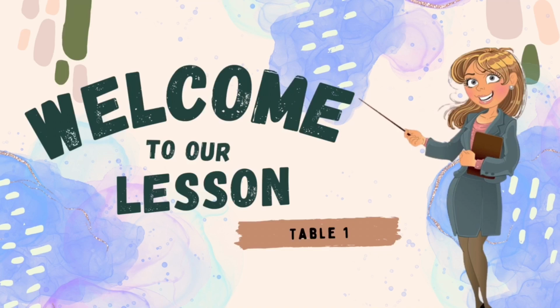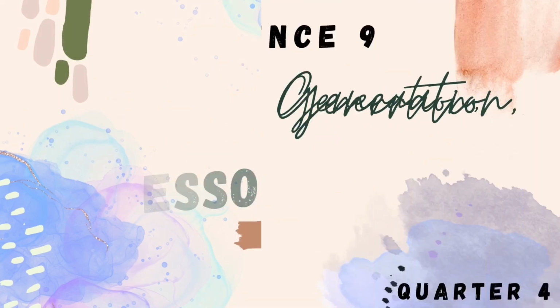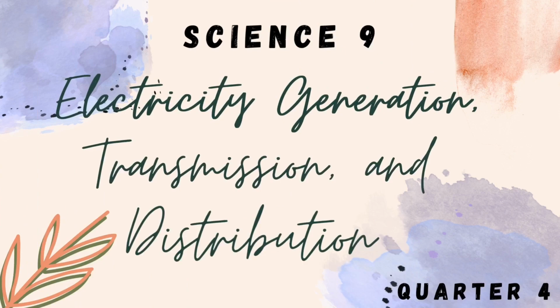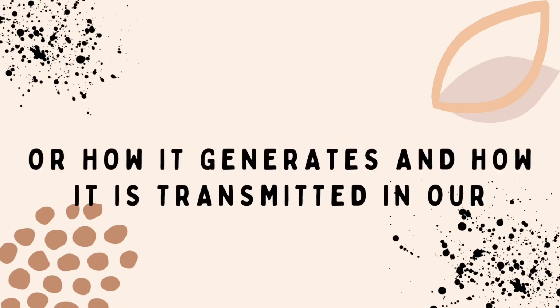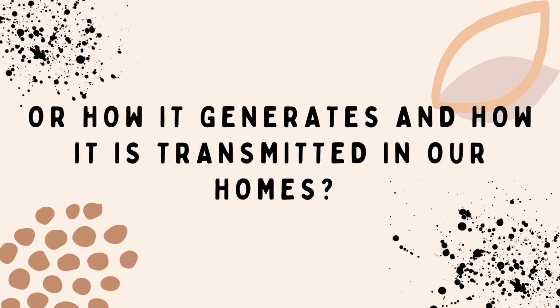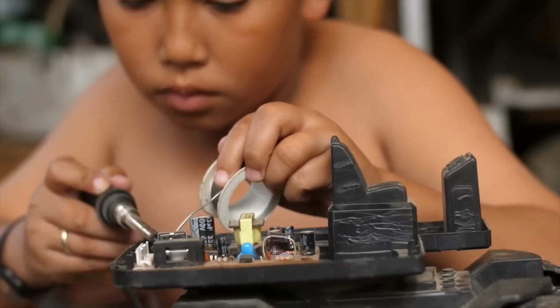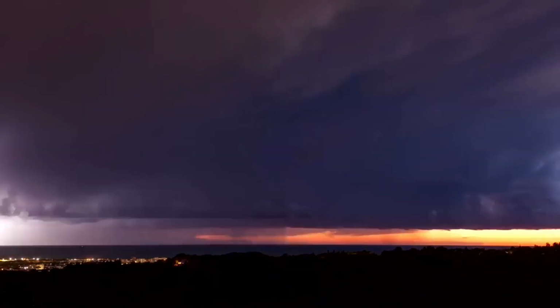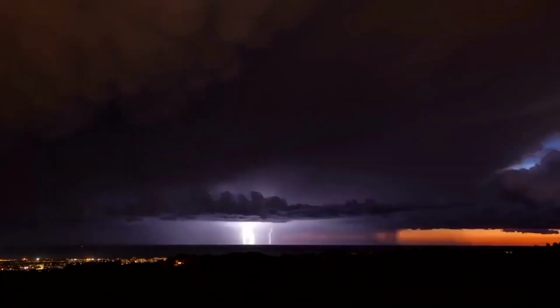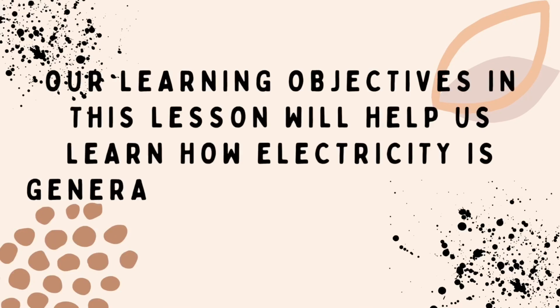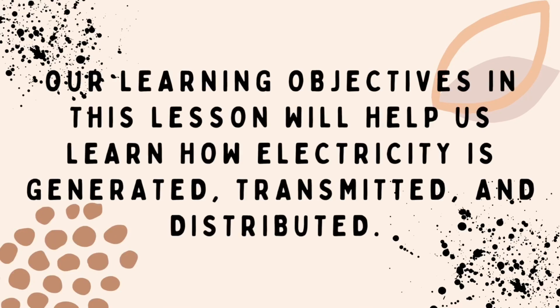Today, we'll be discussing the last lesson in Quarter 4, which is electricity generation, transmission, and distribution. Do you ever wonder how electricity works or how it is generated and transmitted in our homes? Before we start, make sure to listen well and jot down notes about our lesson. Our learning objectives in this lesson will help us learn how electricity is generated, transmitted, and distributed.